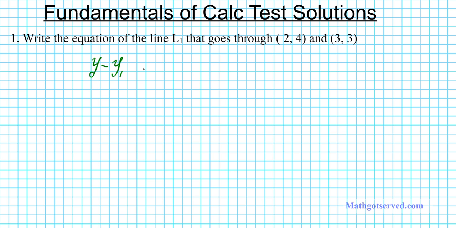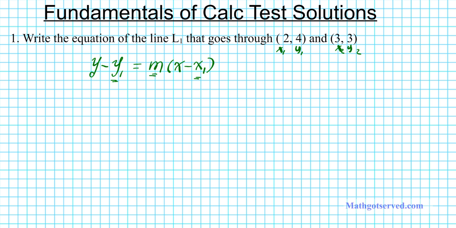minus y1 equals m(x minus x1). Okay? So in order to use this equation, you need 3 ingredients. You need y1, you need m, and you need x1. Okay? We have 2 points. Any of these 2 points can qualify as y1 and x1. So let's call this pair x1, y1. So this is x1, y1. And then this is x2, y2.